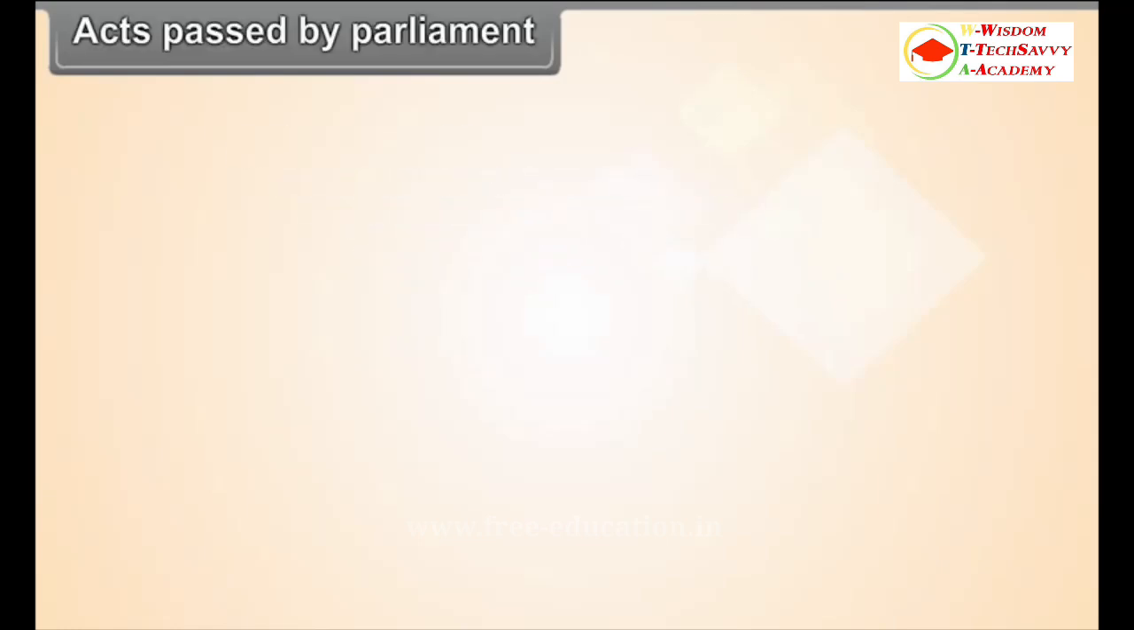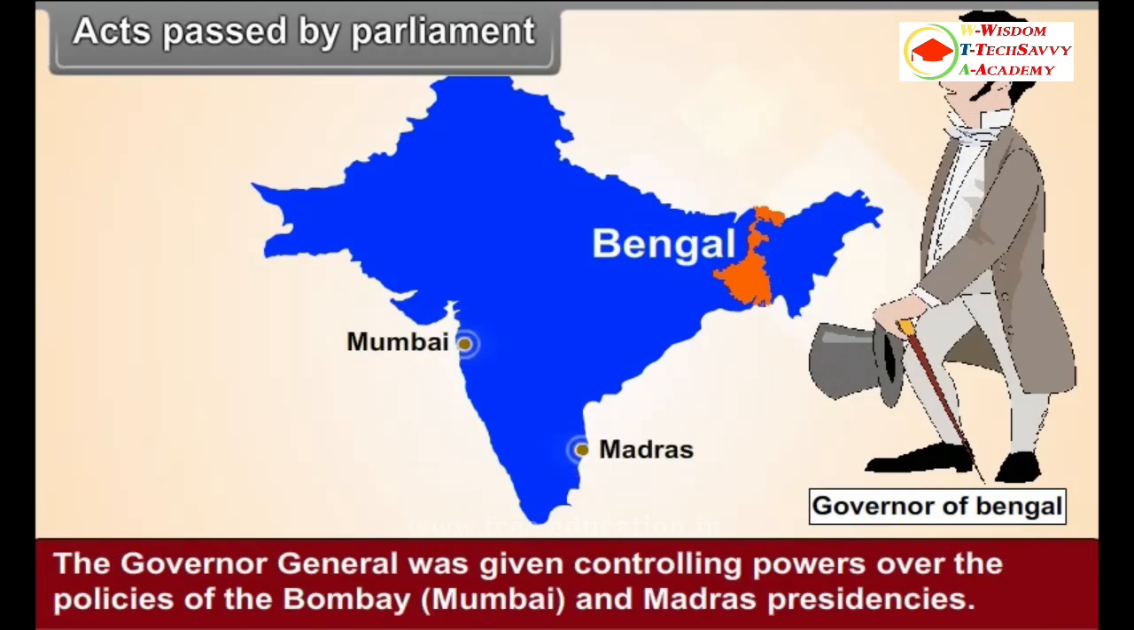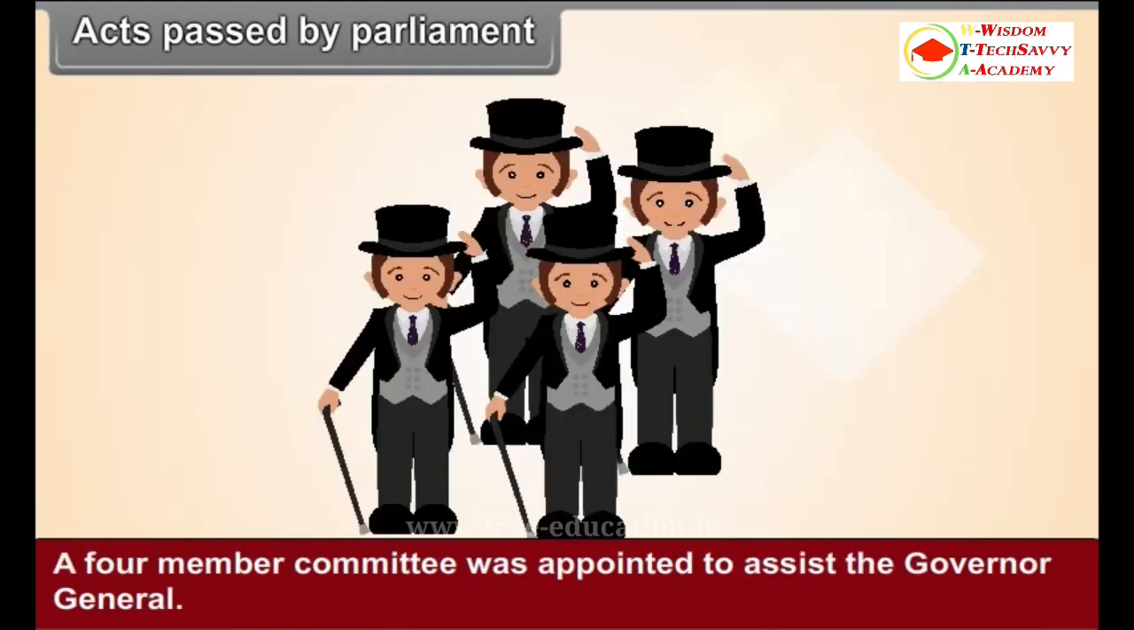Acts passed by Parliament. According to the Regulating Act of 1773, the Governor of Bengal was raised to the position of Governor-General. The Governor-General was given controlling powers over the policies of the Bombay, Mumbai and Madras presidencies. A 4-member committee was appointed to assist the Governor-General. Pitt's India Act was passed in 1784.